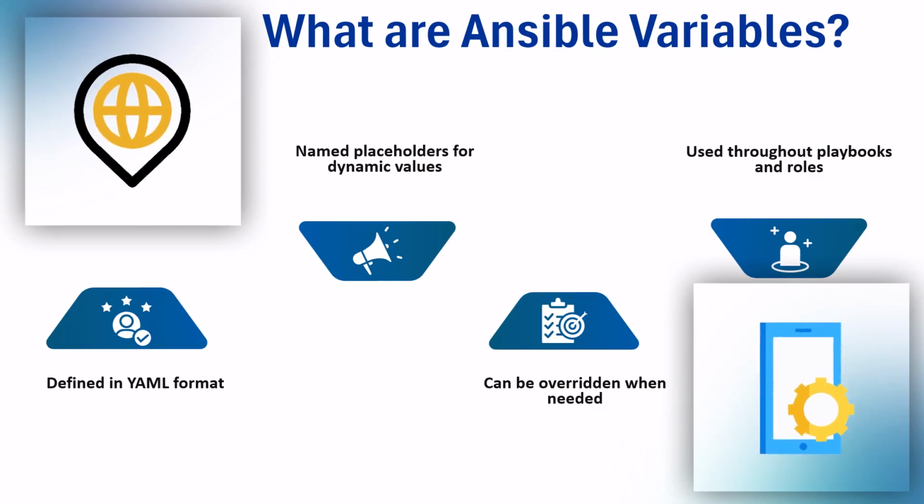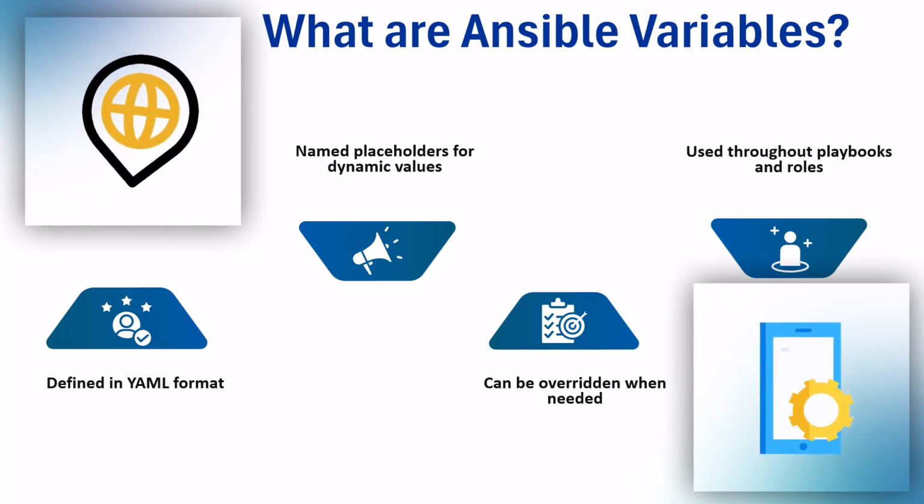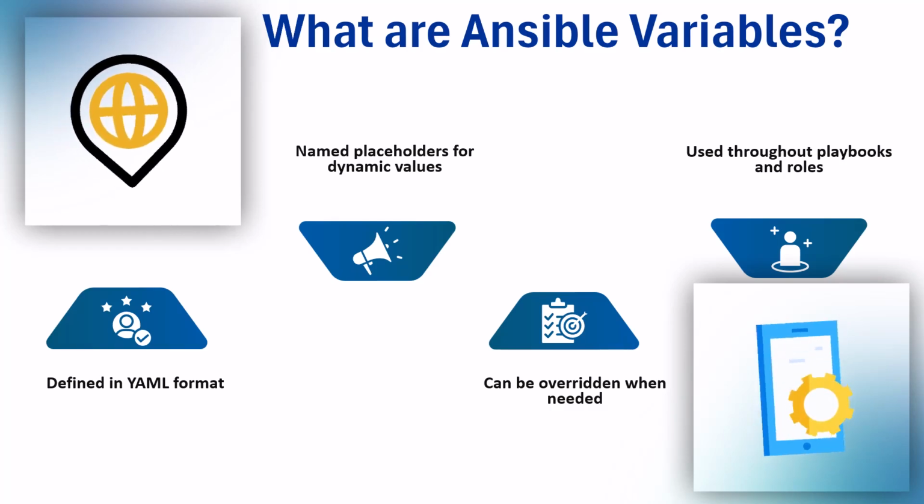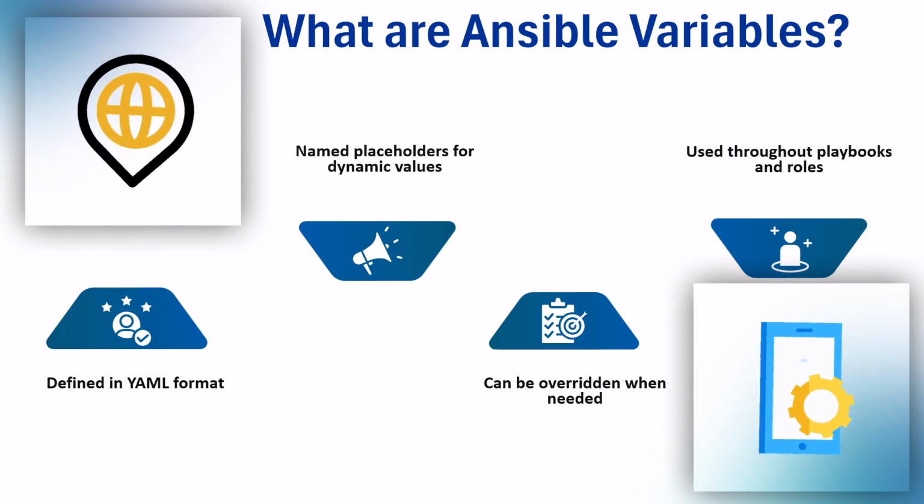Complexity. Ansible variables are like nicknames for values. They let you reference things easily instead of repeating them everywhere. They're stored in YAML format, which is simple yet powerful. Plus, the best part, they're flexible. If needed, they can be overridden, just like changing your mind about dinner plans.